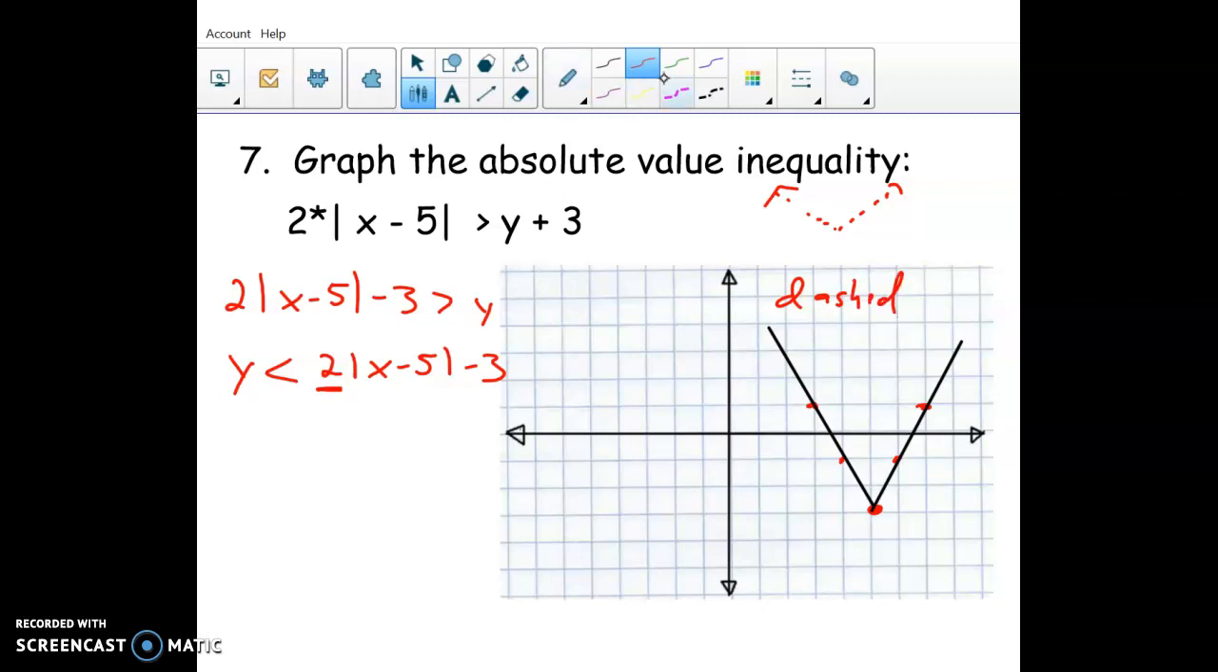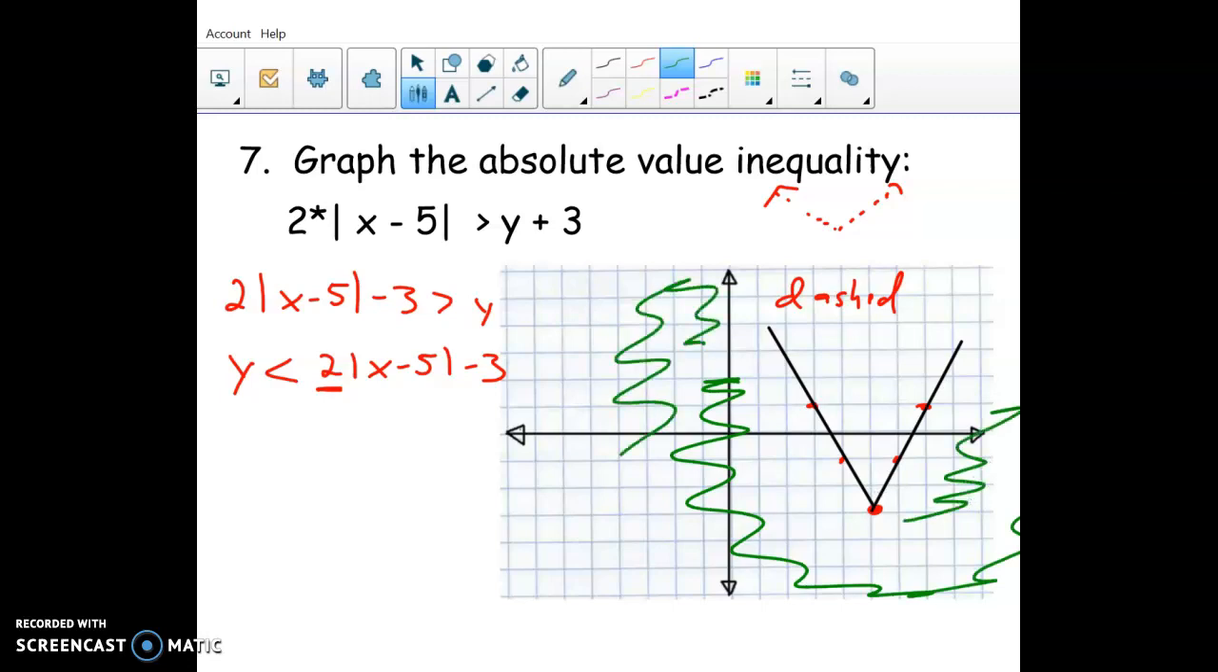Okay, and then the final step is to shade. So the mouth is facing away from y, so y is little. So I'm going to shade down below the v. So my answer is everything below the v. All right, all of those points would be solutions to this absolute value inequality.